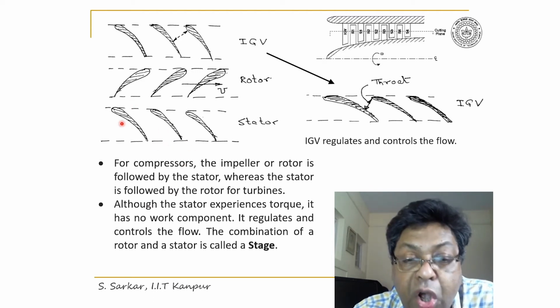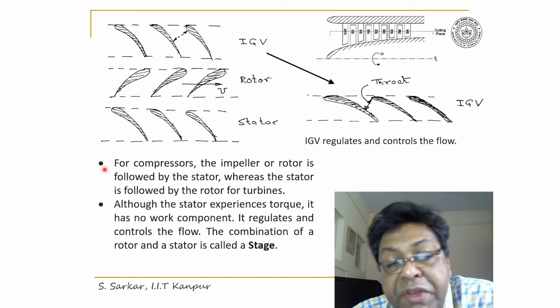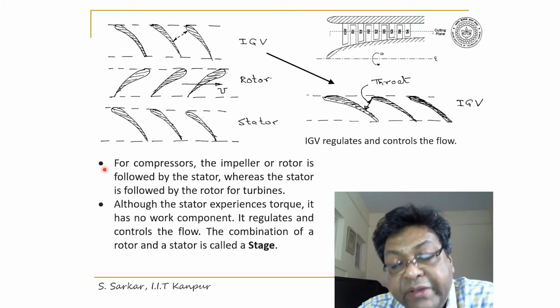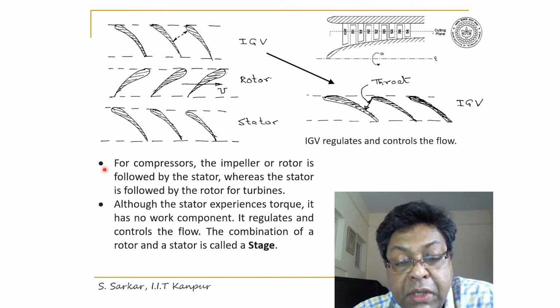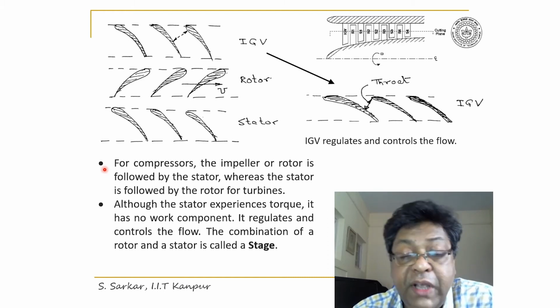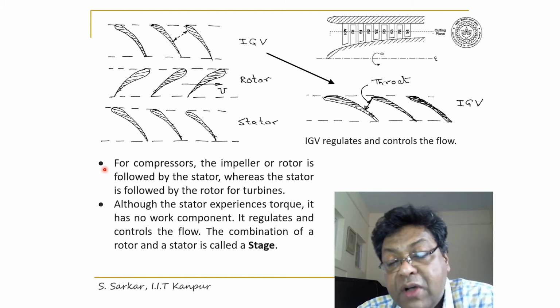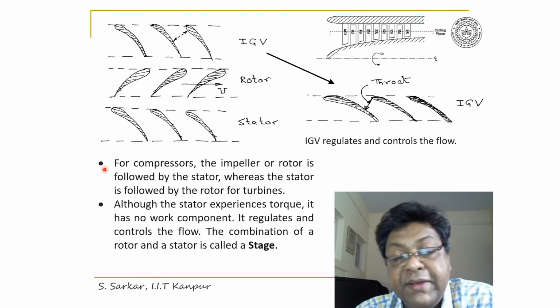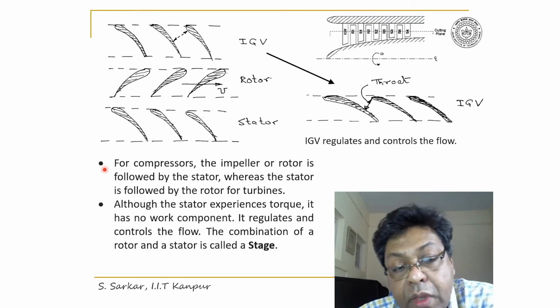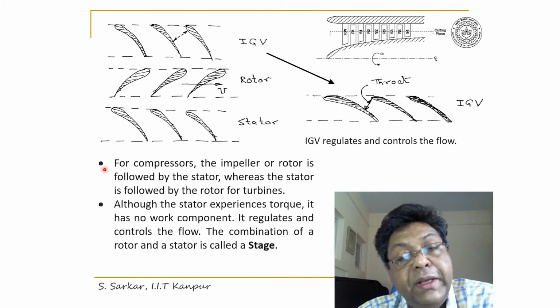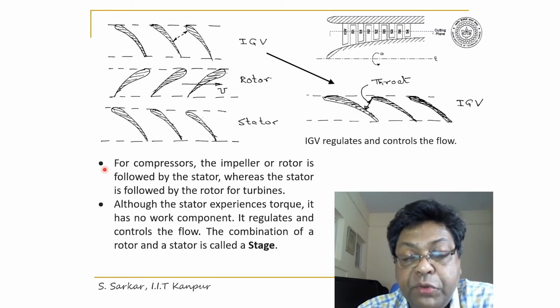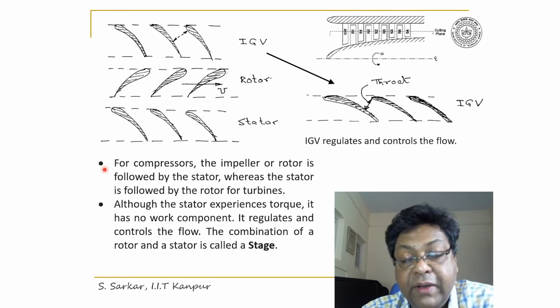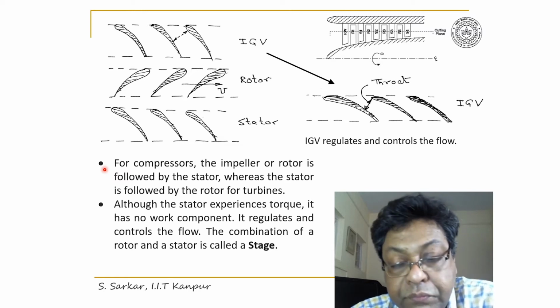Now there will be force on the stator and IGV because of deflection of fluid as it passes through the stator, but there will be no work producing component as they are stationary. However, in the rotor, as they are rotating, there will be some work producing component because torque multiplied by angular speed, omega, is nothing but work.